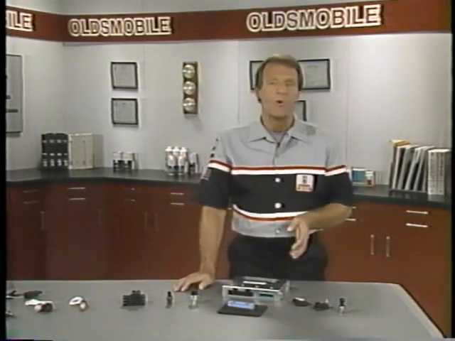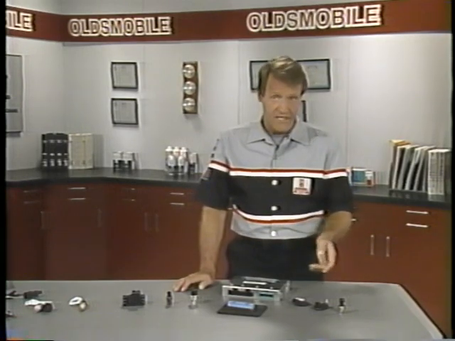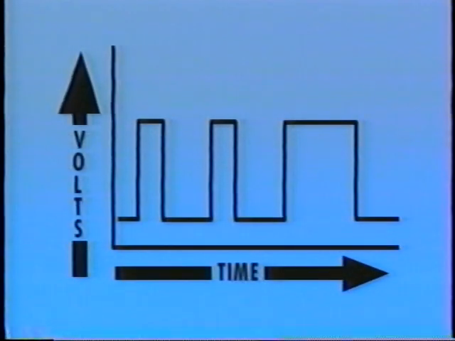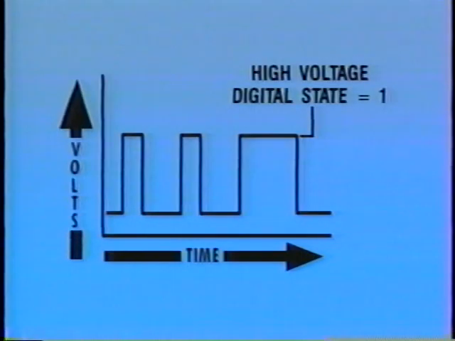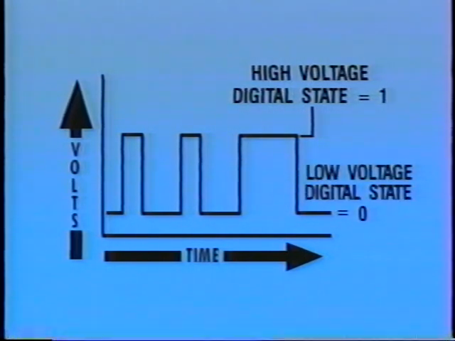Several types of inputs are available from a variety of sensors. One important distinction is whether a signal is digital or analog. The word digital means having to do with numbers. It refers to the fact that this kind of signal has only two states, high voltage and low voltage. A computer interprets high voltage as the number 1 and low voltage as the number 0.